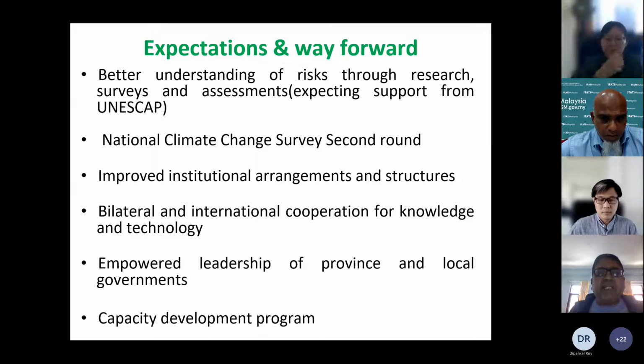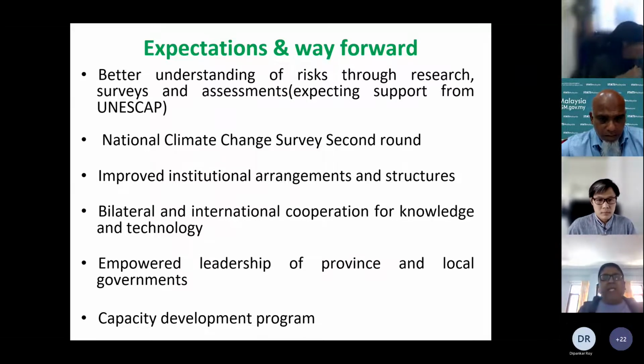Many information we can get from this survey also. And we have to improve the institutional arrangement and the structure, and the bilateral and the internal cooperation for knowledge and the technology. It is highly expected.